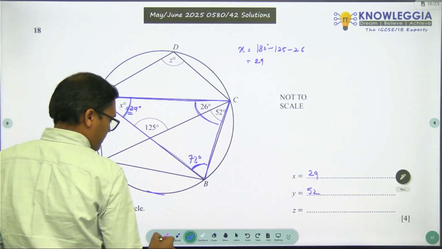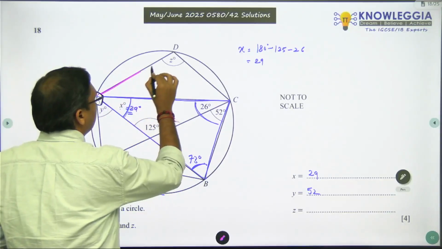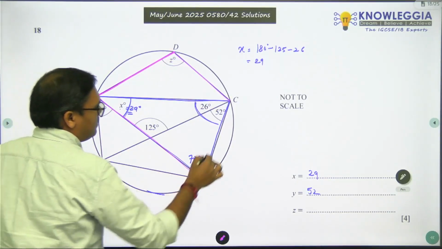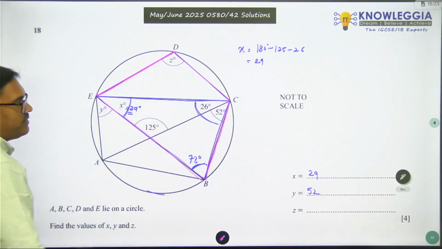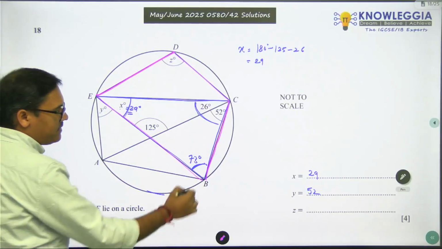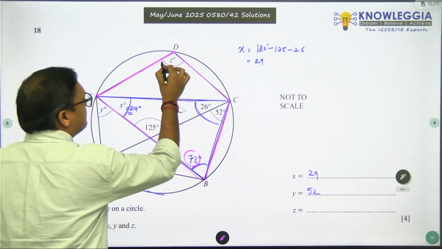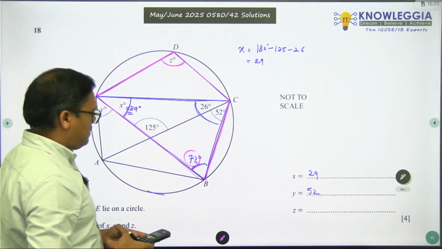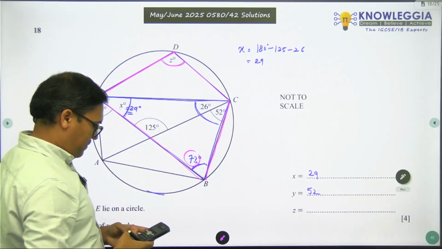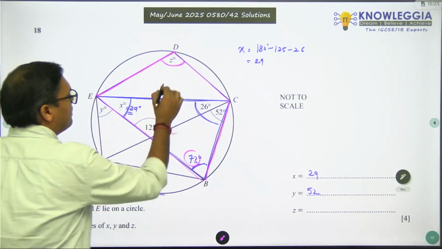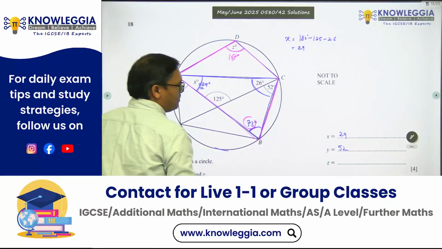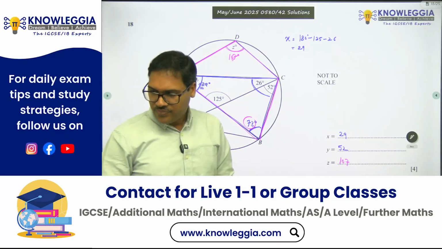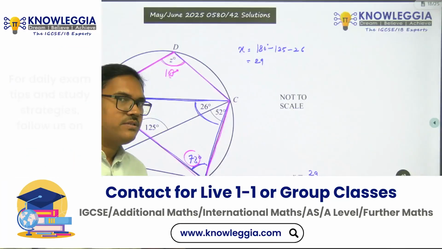Now, if you just observe this, I'll show you this quadrilateral. Now, this is a cyclic quadrilateral. If this is a cyclic quadrilateral, this angle plus this angle has to be 180 degrees. So, what is the final answer? You can see this is 180 minus 73, which is equal to 107. So this is 107. So what is the answer? This is 107. So this is 29, 52 and 107. So let's check that 29, 52 and 107 is the correct answer.